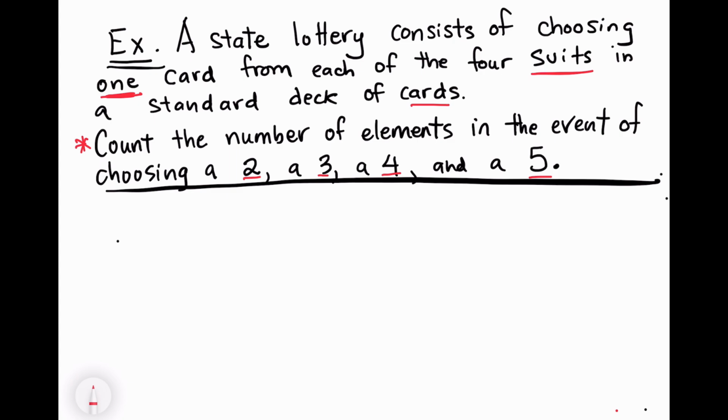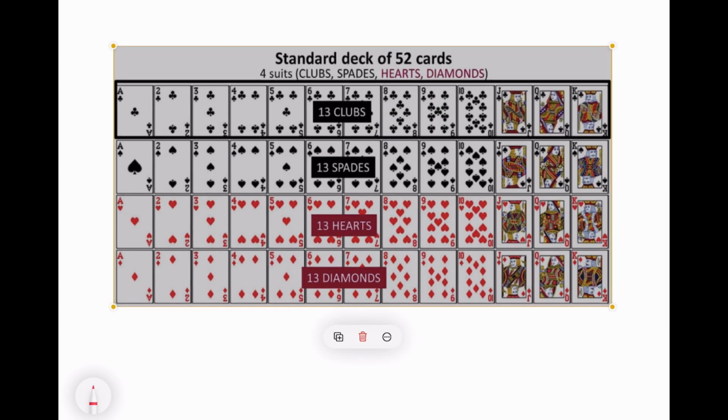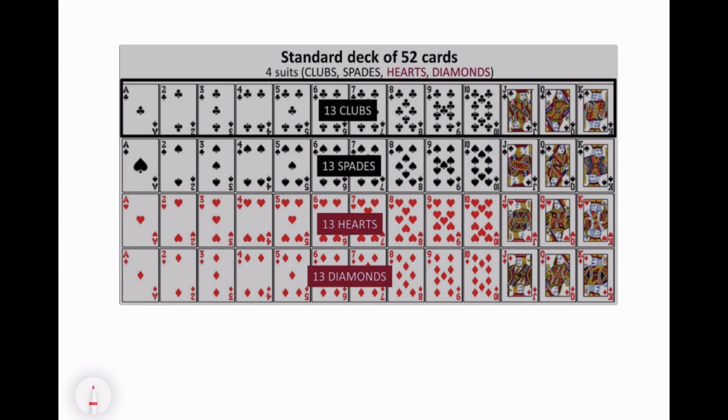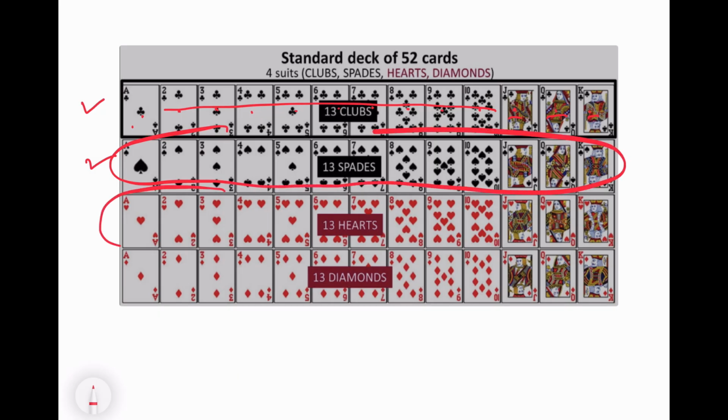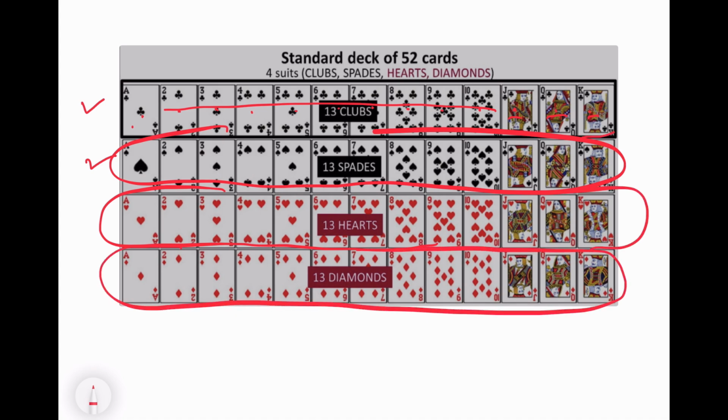So in case you forgot, here is what a standard deck of cards looks like. Here you see we have the clubs, and there's 1, 2, 3, 4, 5, 6, 7, 8, 9, 10, 11, 12, 13 clubs. And so you can see that there's an ace, and then we have the numbers 2 through 10, and then we have the jack, the queen, and the king. And then we have the spades here, so this is another suit. And then we have the red suits, so we have the hearts here, and we have the diamonds. So this is a standard deck of 52 cards.